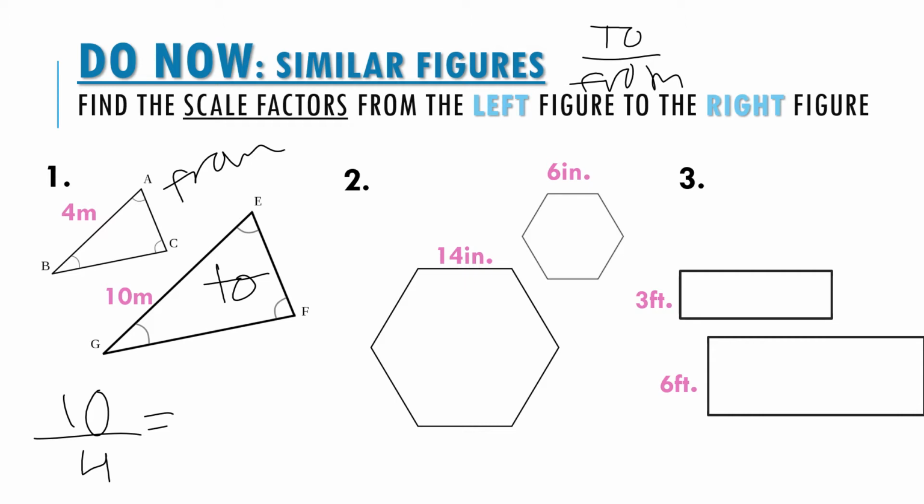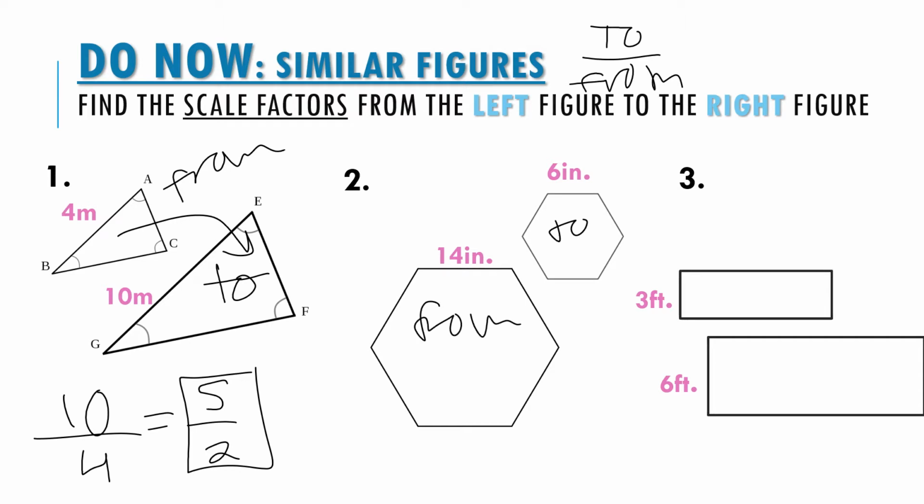All right, so on number 1, if we have 10 over 4 as our scale factor, I'm obviously going to want to simplify that down to 5 over 2 and leave that as my scale factor. As I go from this shape to this shape, it looks like I'm getting a little bit larger, right? It's an enlargement, and so my scale factor is greater than 1. It's 5 halves. As I go to this shape from this shape, I'm going to have 6 over 14. Obviously, I'm going to want to simplify that, and I can divide them both by 2, so I'll get 3 over 7 as my scale factor.